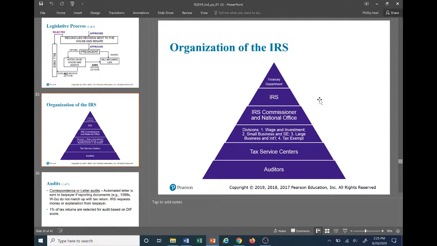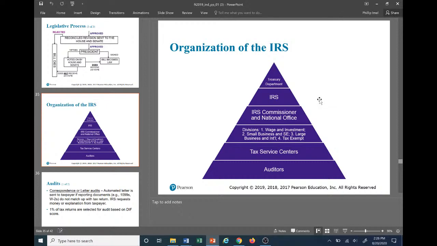You've got the Treasury Department up top, and you have the IRS Commissioner, National Office. In the different divisions here, we have the Wage and Investment, the Small Business and Shareholders, the Large Business and International, and then the Tax Exempt. From there, the Tax Service Centers, and at the very bottom, Auditors. So this is all part of the organization of the IRS. And remember, it is all part of the Treasury Department.